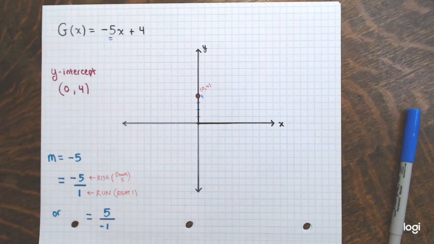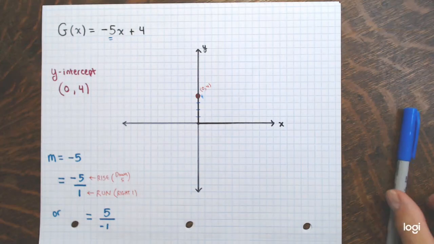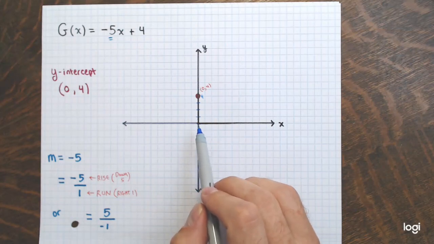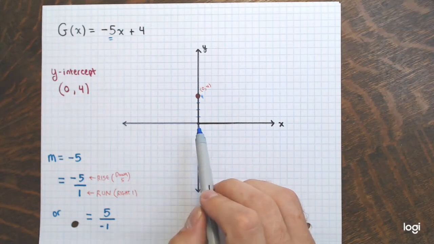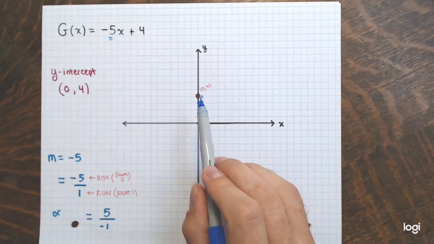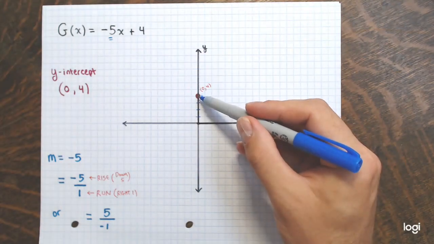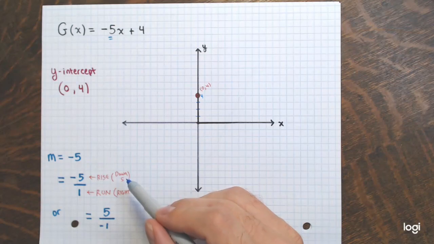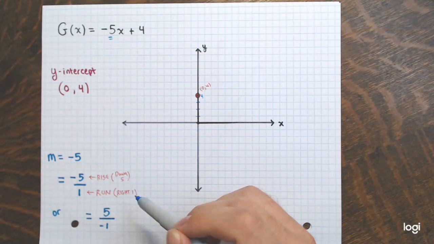So let's see what happens when I do that. Again, don't start from the origin. The origin is not on this graph. The origin is not the y-intercept. The y-intercept is up here. I start from this point. And then the slope is telling me to stay on the line. To get another point on the line, I go down 5 units and to the right 1 unit.